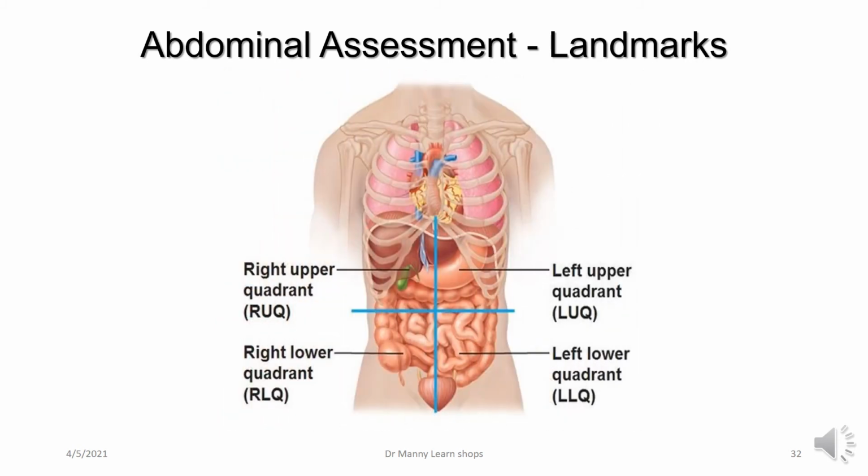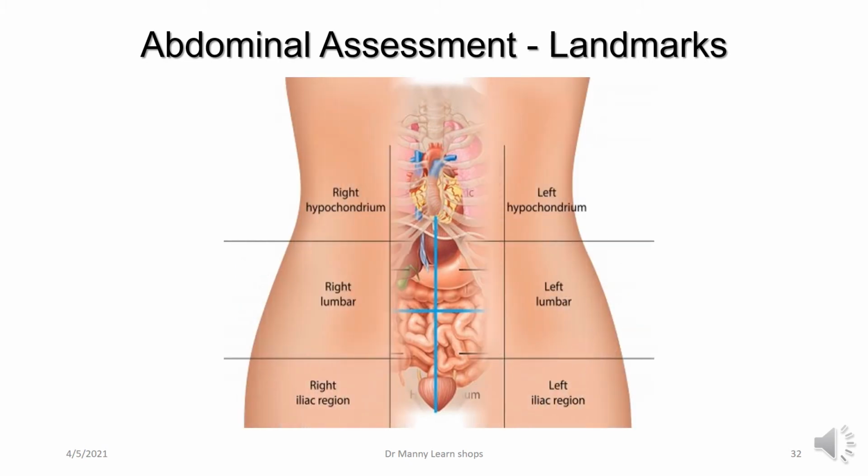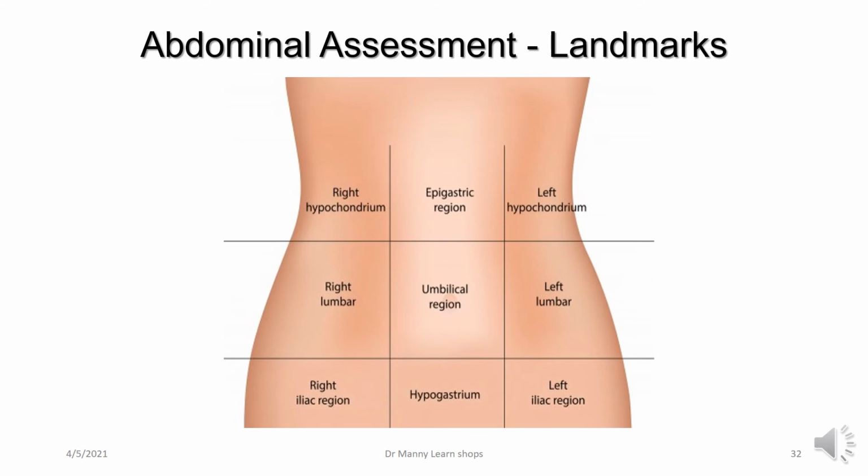The 4 quadrants we've already reviewed. Right upper quadrant, left upper quadrant, right lower quadrant, left lower quadrant. Because this will help you locate or identify where organs should be located. The 9 regions, again, essential to possibly identify where there are pain issues and to have an idea of what organs are typically located in these regions. To be more specific, especially with identifying pain.